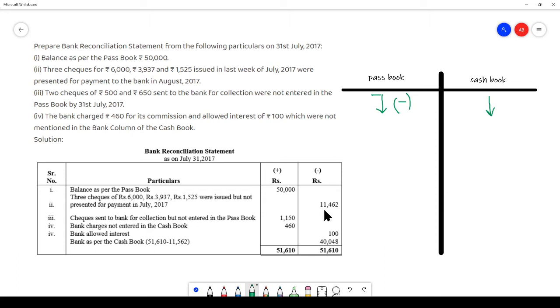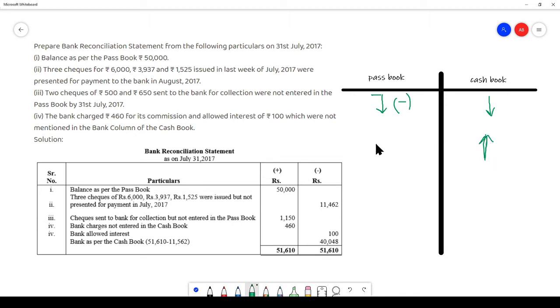Now let us look into the third point. Two checks of rupees 500 and 650 sent to the bank for collection were not entered in the passbook by 31st of July 2017. So my transaction states that two checks I have sent to my bank for collection. Now, until and unless I have received the check, I cannot send it to my bank for collection. So that means I have first received the check. So once I have received the check, definitely I have recorded it in my cash book. So my cash book balance will go up.